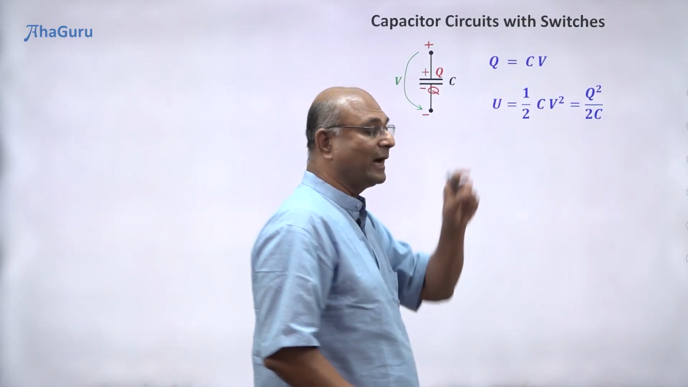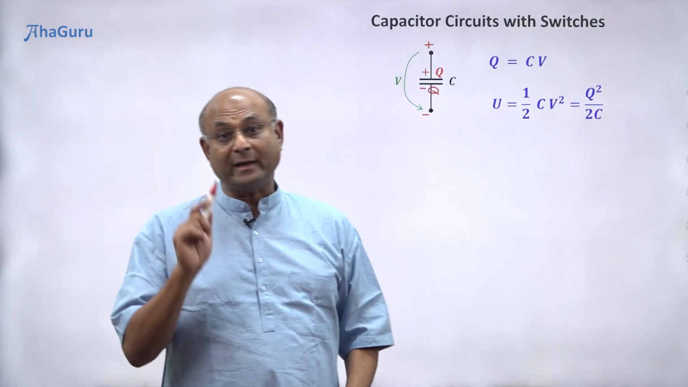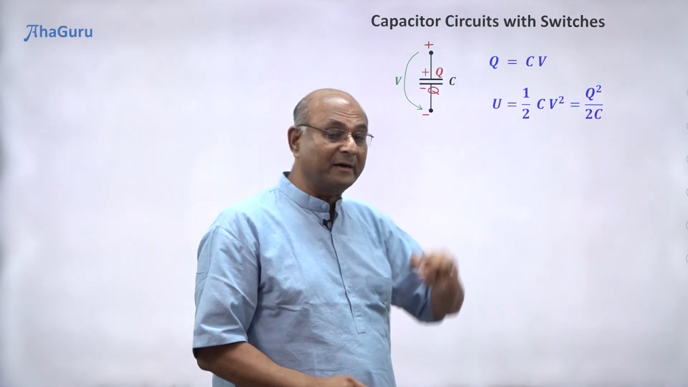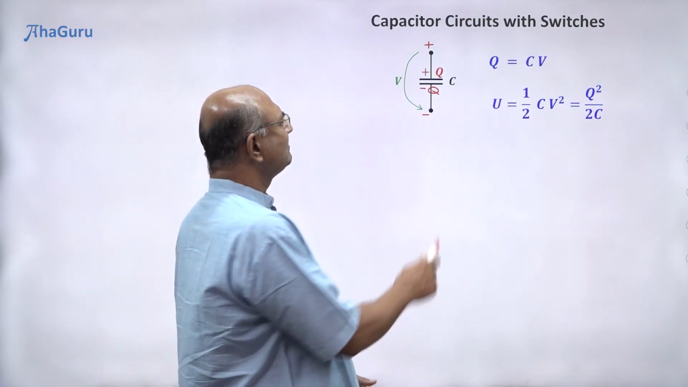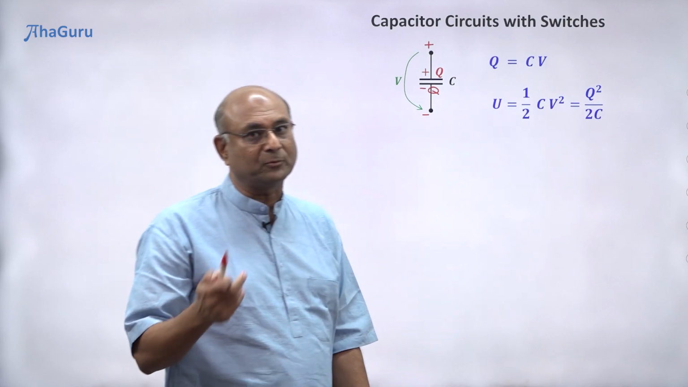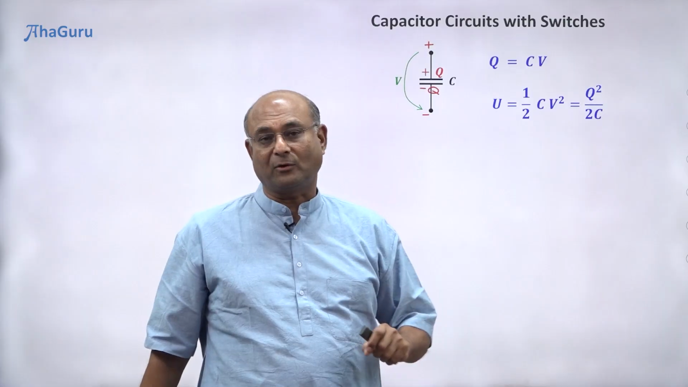CV is Q. So half Q into V, I'm not writing that down. But Q square by 2C, half CV square, half Q into V. These are three different forms in which you can write the energy stored in the capacitor. Now this is basic stuff. This is something that you are supposed to know. The moment you learn about capacitors, you immediately learn these formulas.